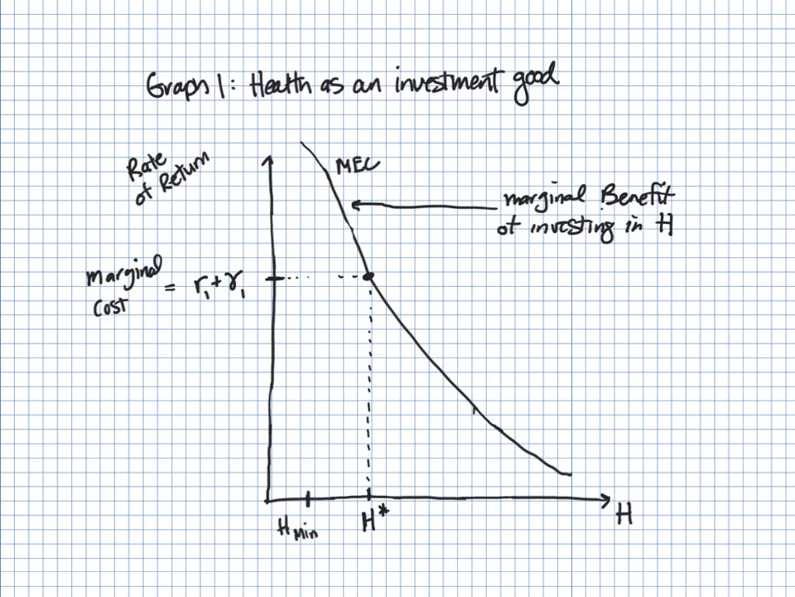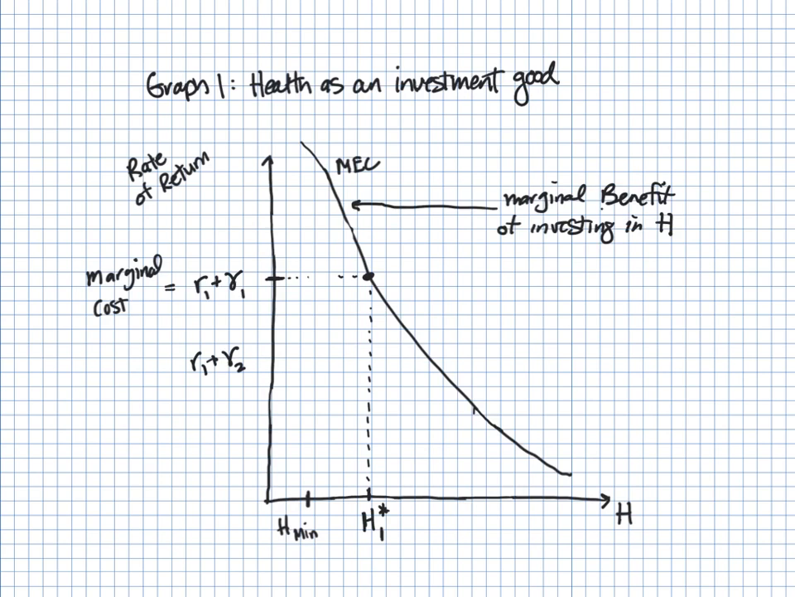It's also useful to see what happens when R or delta changes. So now let's call this H star 1 to differentiate between what I'm going to do here in a second. Now let's suppose that depreciation is different from gamma 1. Let's say it turns out to be gamma 2, which is lower than gamma 1. So let's say that we have R1 plus gamma 2.